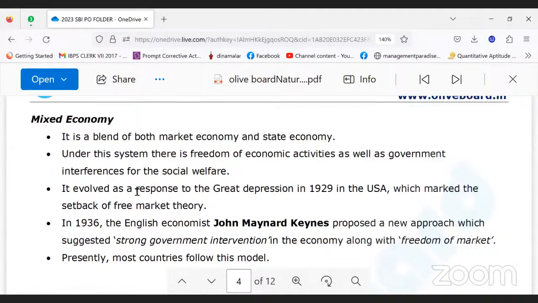Yes, sir. Mixed economy. It is a blend of both market economy and state economy. Under this system, there is freedom of economic activities as well as government interference for social welfare. It evolved as a response to the Great Depression in 1929 in the USA, which marked the setback of free market theory.